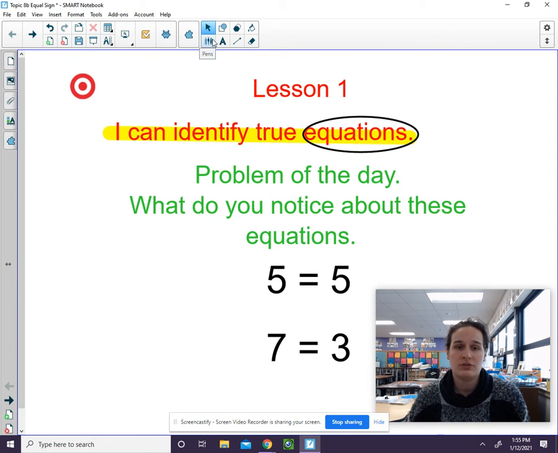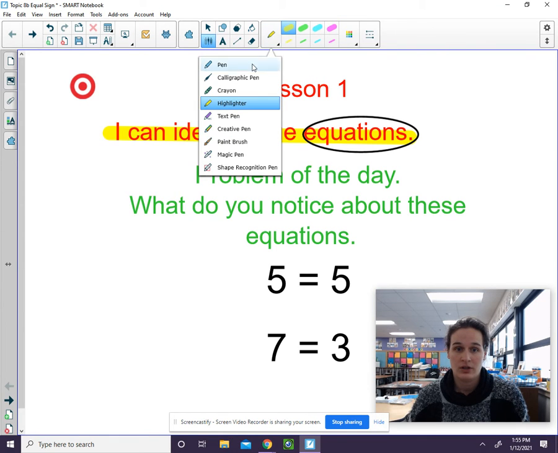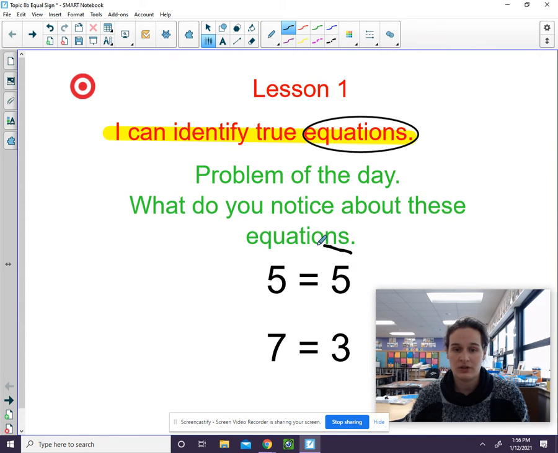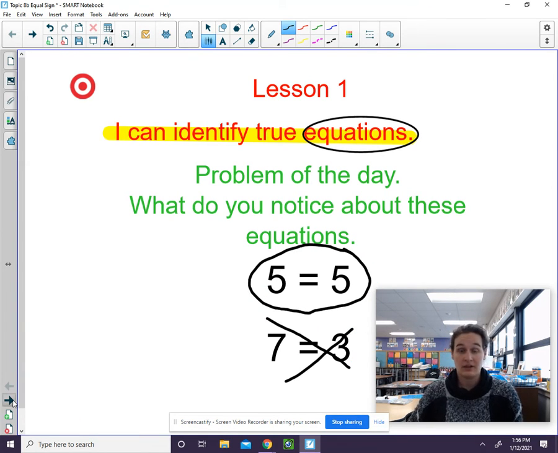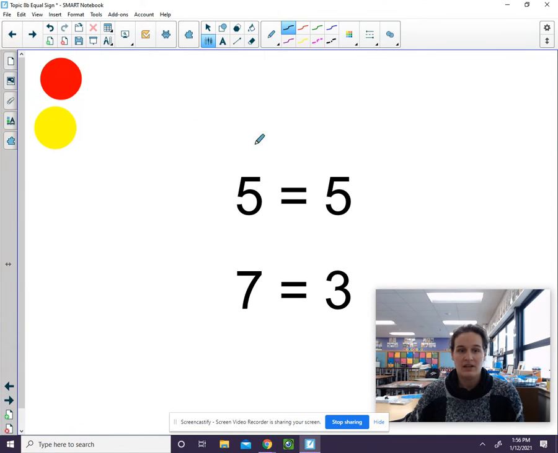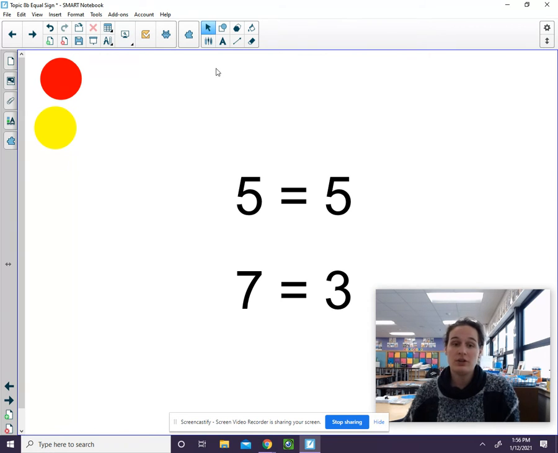What we're going to do to represent if it's a true equation or not a true equation is we will circle it if it's true, and we'll draw an X if it's not true. Let's take a look at a couple more problems. So we had this problem I just showed you. If you don't want to use your cubes at home, you could also use counters.